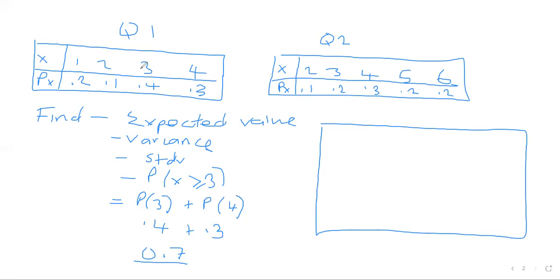They will also tell you to find probability at most 3. At most 3 is 3 and below. So you're going to look at 0.2, 0.1, and 0.4, which gives you 0.7 as well. But if they ask you to find greater than 3, it is only 4, which is greater than 3. So the probability will be 0.3. Is that clear?